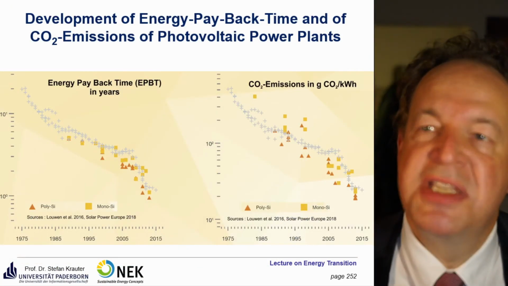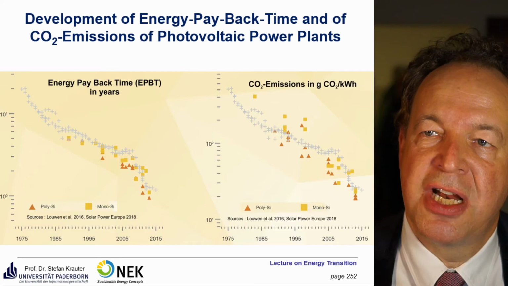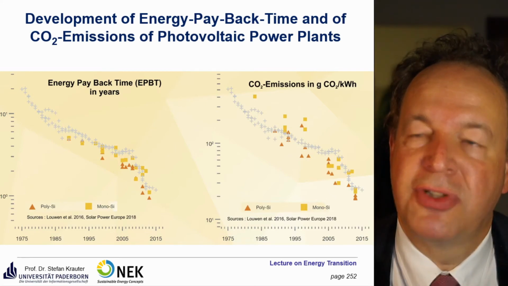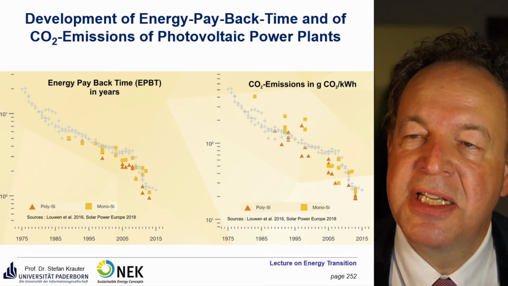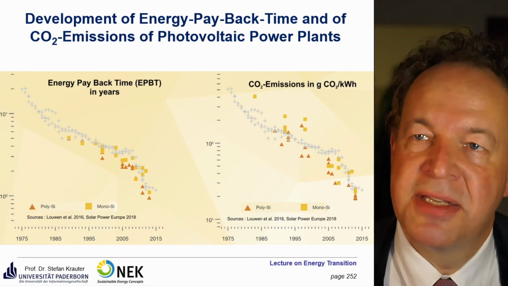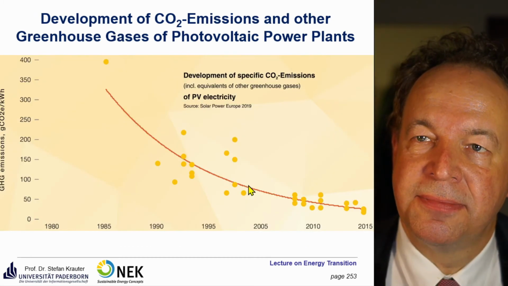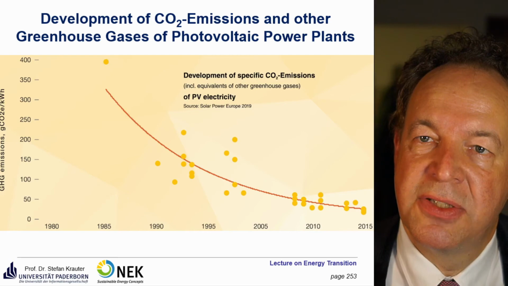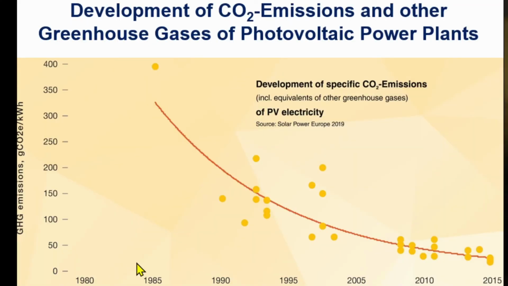Correspondingly, also the CO2 emissions for the generation of 1 kilowatt hour of photovoltaic electricity decreased considerably, as you see here on the right part. So here we are below 50 grams of carbon dioxide per kilowatt hour of electricity. Remember, we discussed coal power plants. These were in the vicinity of 1,000 grams per kilowatt hour of electricity.